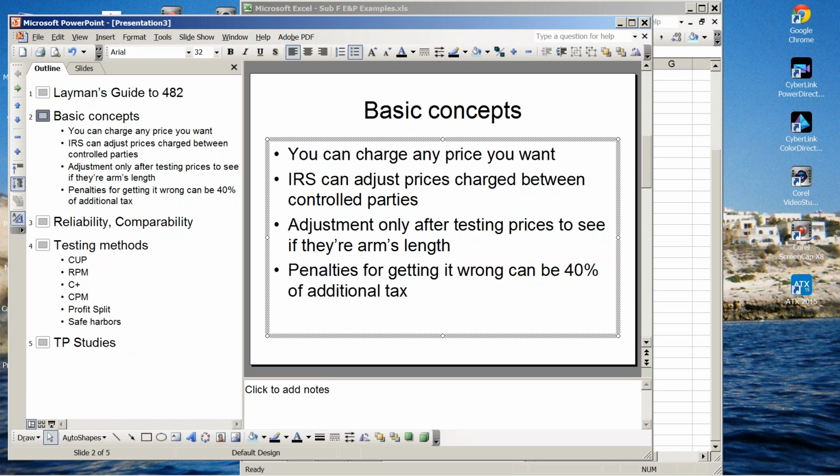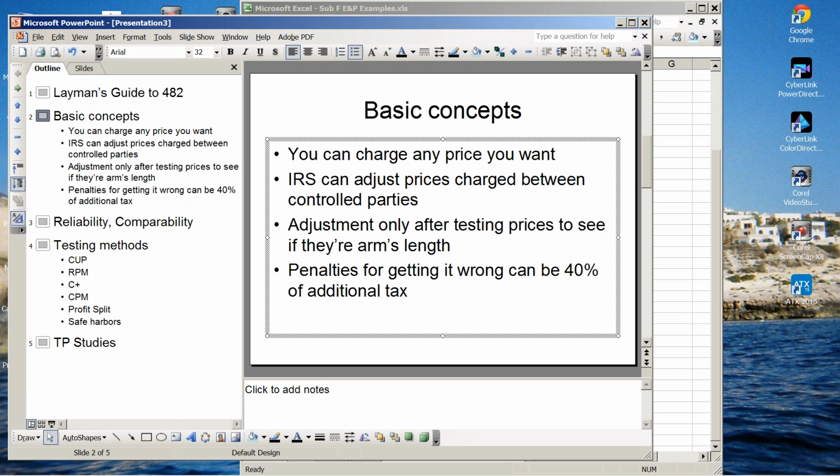The adjustment can happen only after testing prices that were actually charged to see if they are within an arm's length range. Arm's length is the magic word used in the international community in talking about prices between unrelated parties. Arm's length you've heard of as fair market value, meaning pretty much the same thing. It's a price that was charged by a willing seller to a willing buyer, neither being under any compulsion to act.